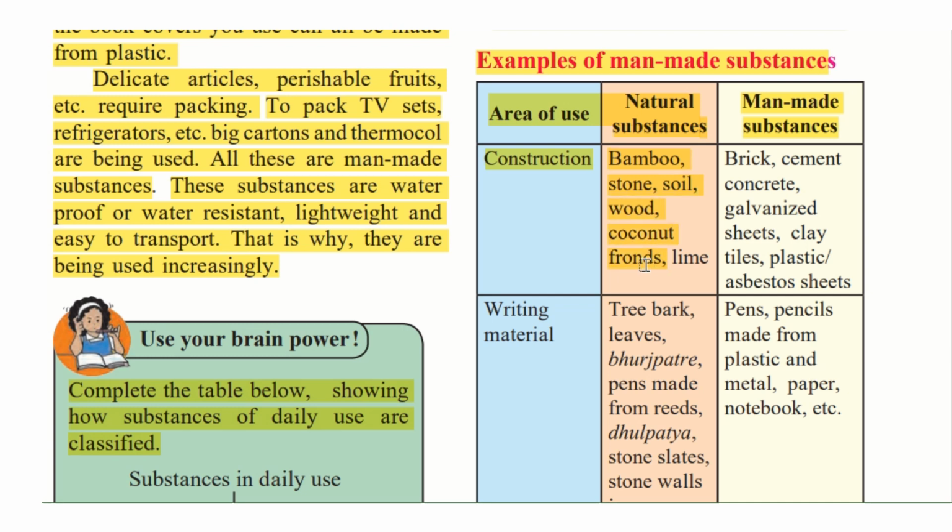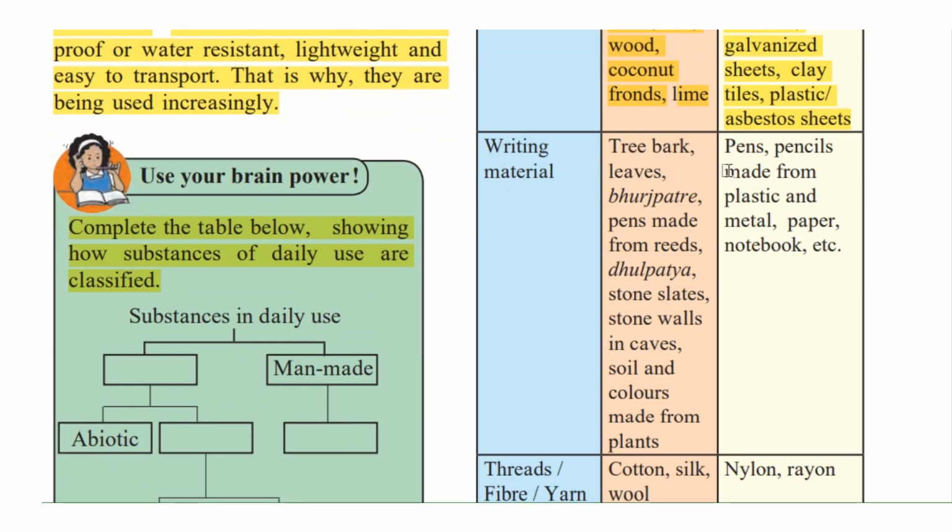Now, what are fronds? Fronds are those leaves, those big palm leaves, cotton leaves that we get. Those are called fronds. And lime. This is limestone. And man made substances are brick, cement, concrete, galvanized sheets, clay tiles, plastic, asbestos sheets. So, all these are materials that are used for construction of houses, construction of buildings, and they are all man made. Now, let's look at some of the writing material that we use in our daily lives.